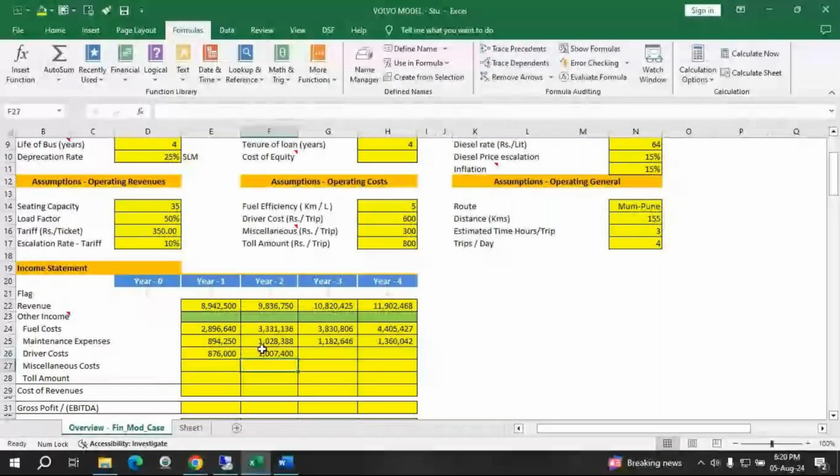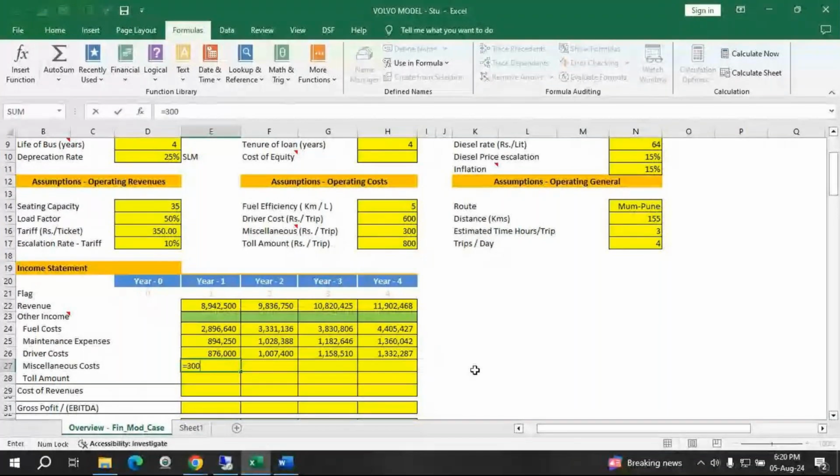So miscellaneous cost, they are telling 300, equals 300 into how many trips we are going to make, into 4. So this is per day, into 365. Okay. And here miscellaneous expenses also have 15% escalation, equals previous year value into 1 plus 15%. And I'll come here and drag it.